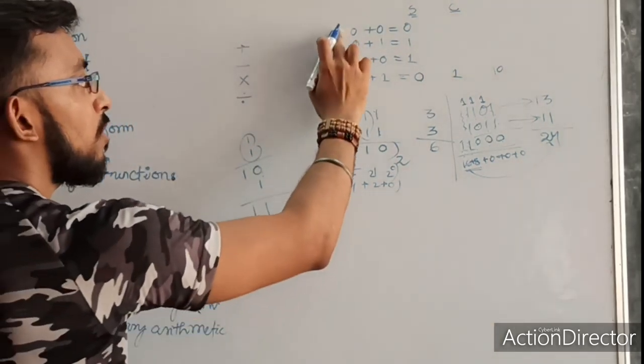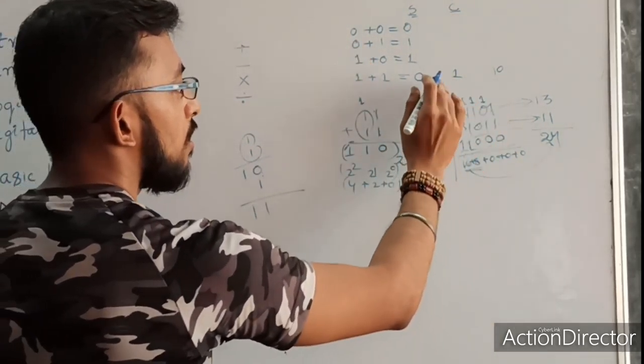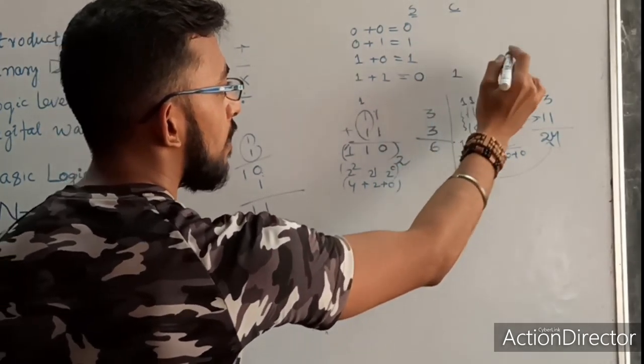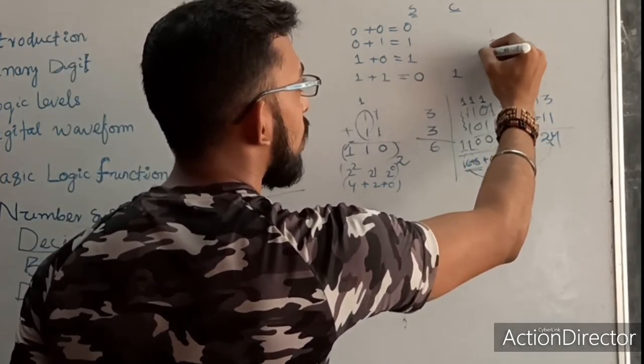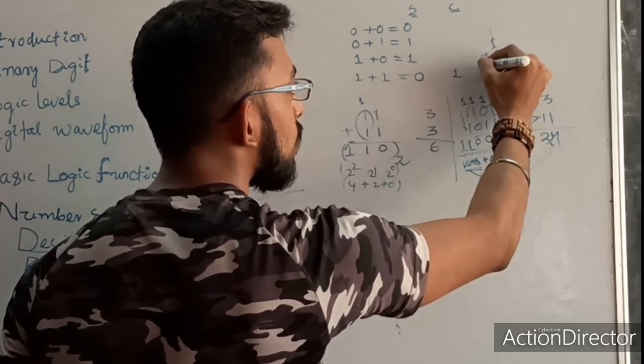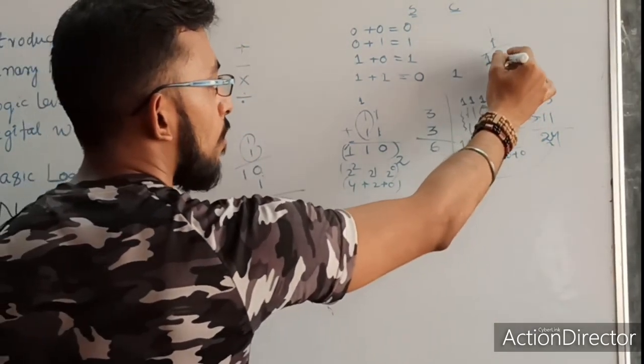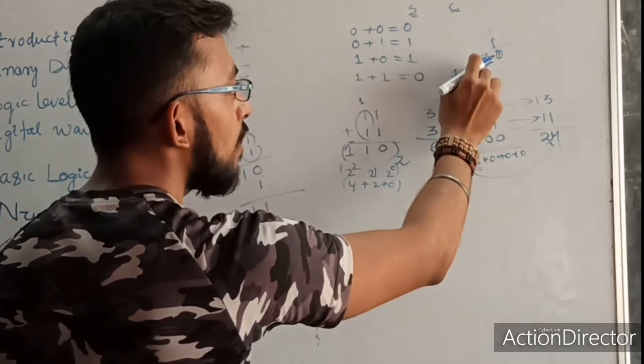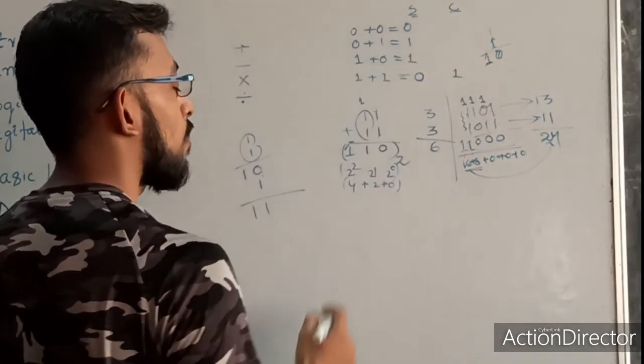Just remember these four concepts and you can do anything. This 1 1 means this is the sum, which is carry. It means I have to write 1 0. 1 0 means this is 0, this is 1. Okay, this is the sum part and this is the carry. If another addition is there, then this carry will be taken over there.